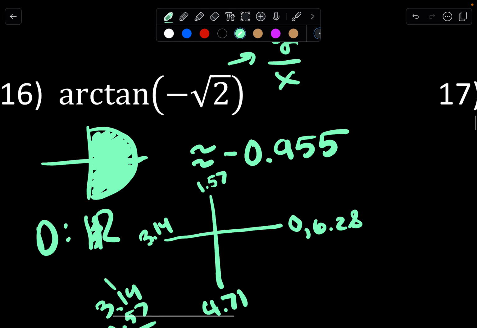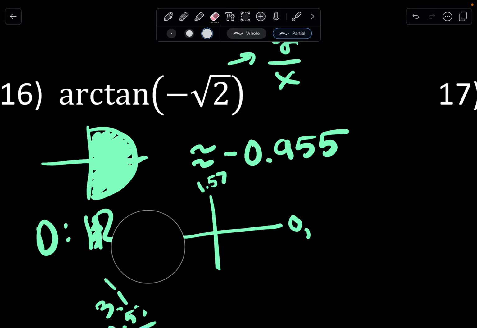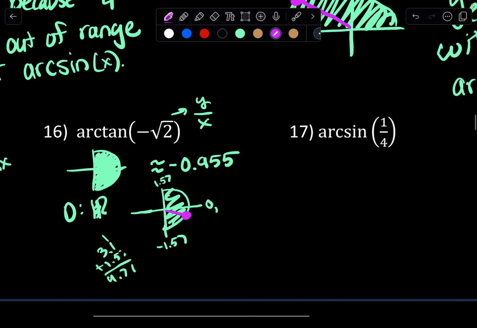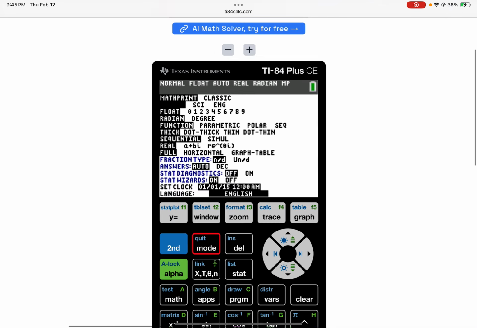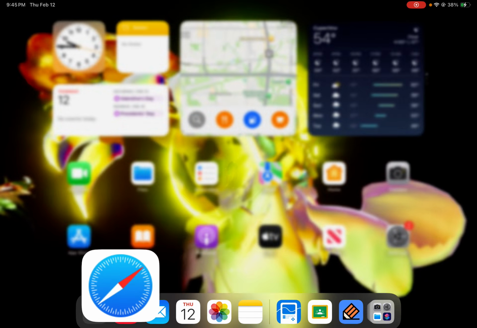So we got negative 0.955. Now, if we think about our inverse tangent, we don't have that 4.71 or that pi over here. We have 1.57 and negative 1.57 because we only exist in quadrants 1 and 4. So that means this angle is about right here, okay? Pretty close to the y-axis. So don't let that trick you. Yes, it's a decimal, but it is still in radians because if you look at your calculator, it is in radian mode. So your outputs for your inverse trig functions will be in radians.